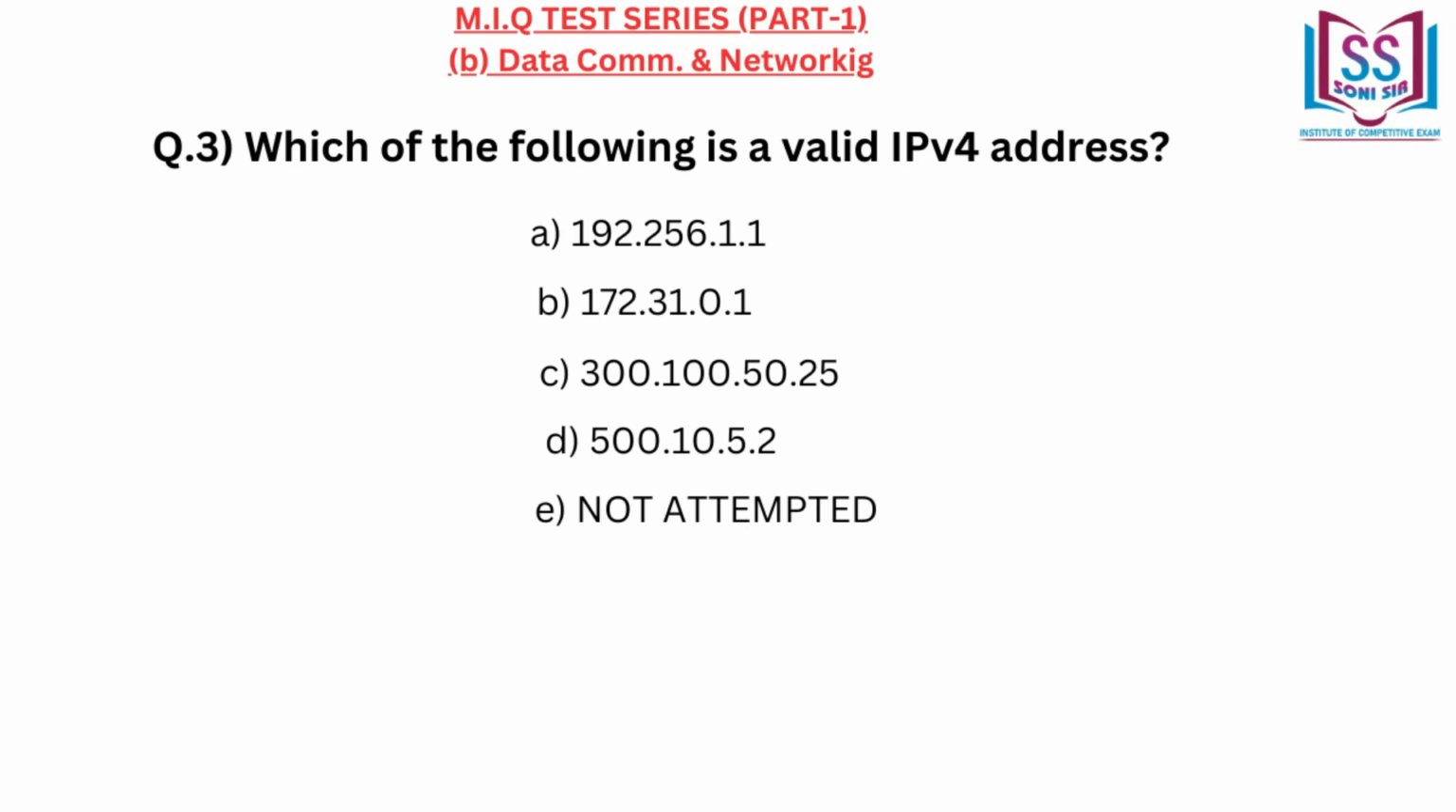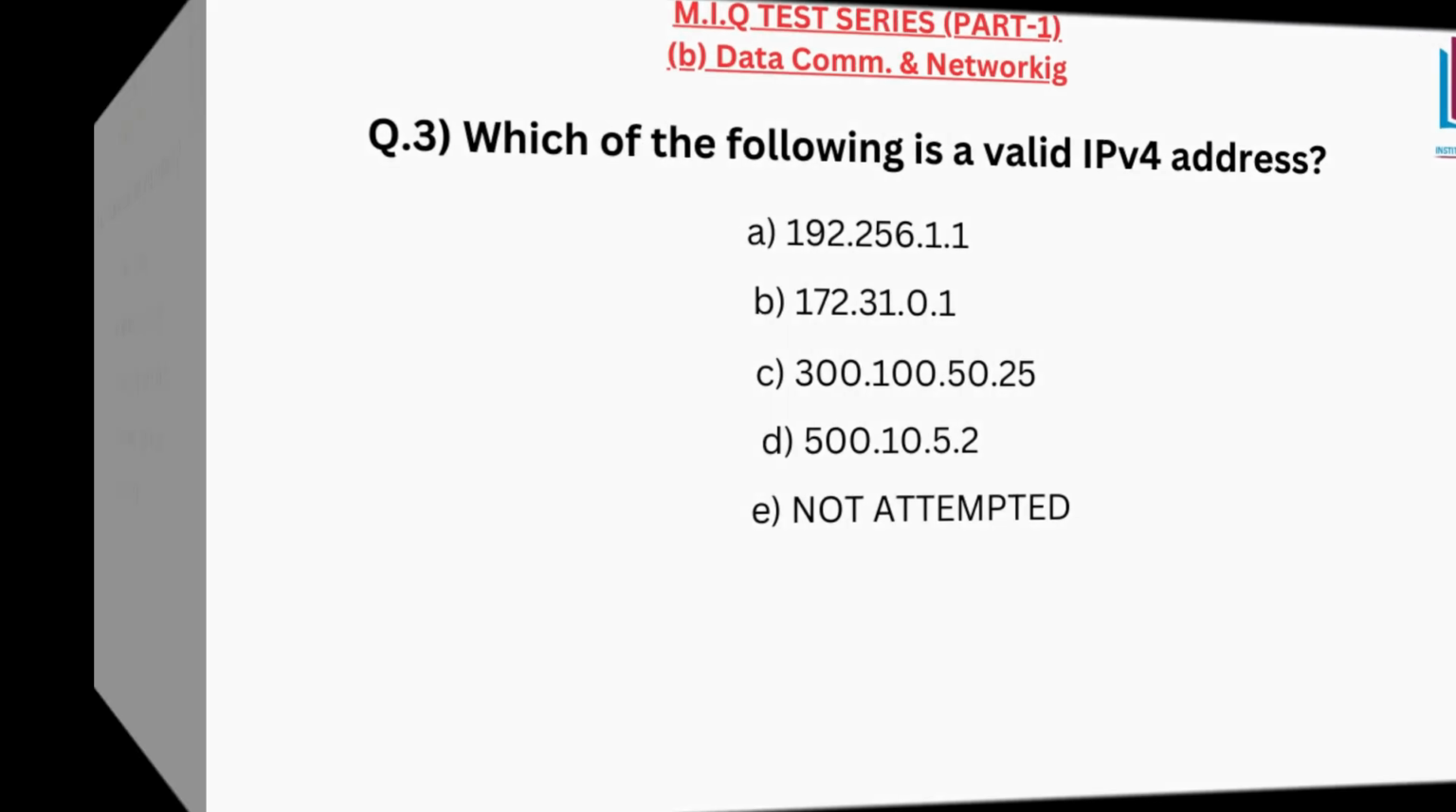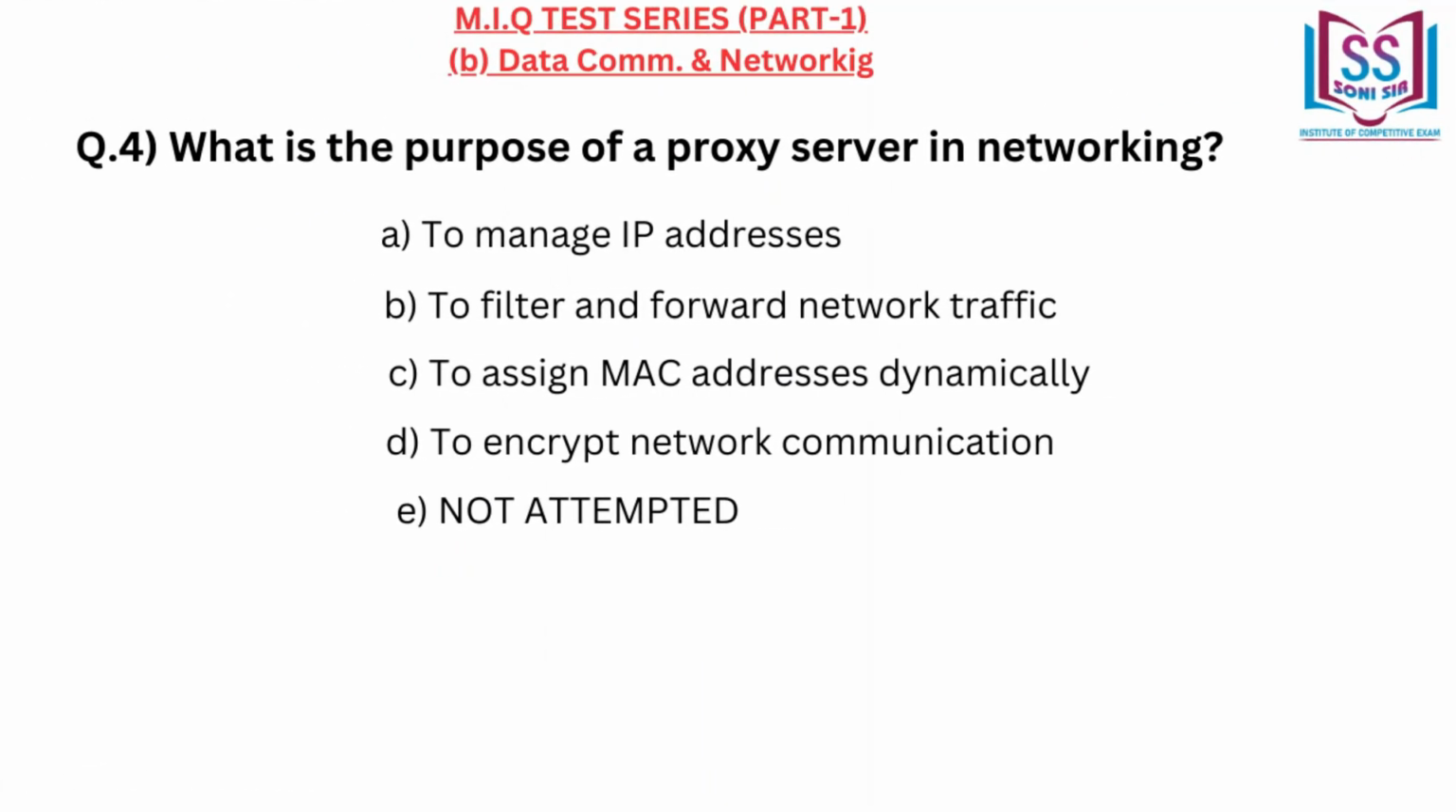Which of the following is a valid IPv4 address? A. 192.256.1.1. B. 172.31.0.1. C. 300.100.50.25. D. 500.10.5.